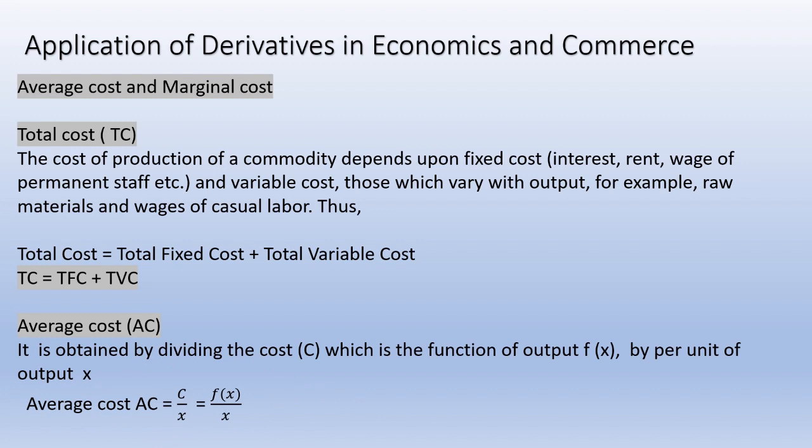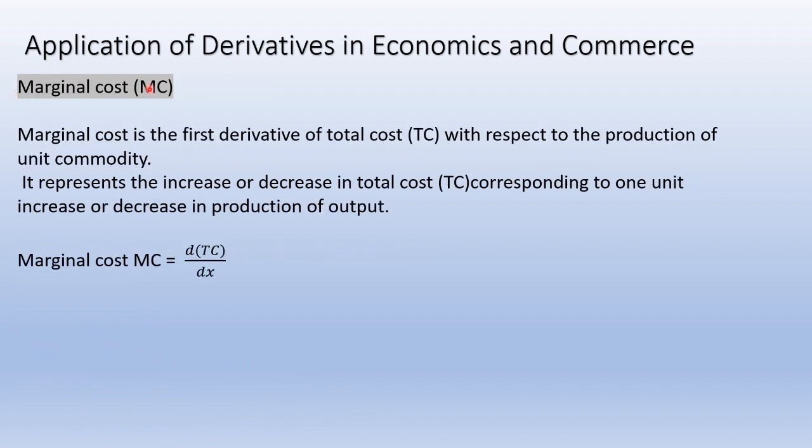Marginal cost, MC. Marginal cost is the first derivative of total cost TC with respect to the production of a unit of the commodity. It represents the increase or decrease in total cost TC corresponding to one unit increase or decrease in production of output. Marginal cost MC is equal to the differentiation of TC with respect to output x.